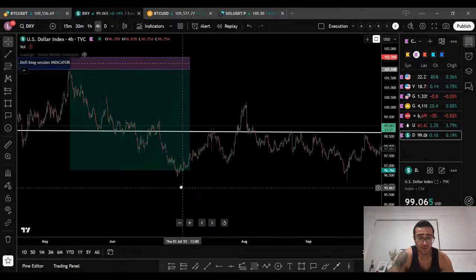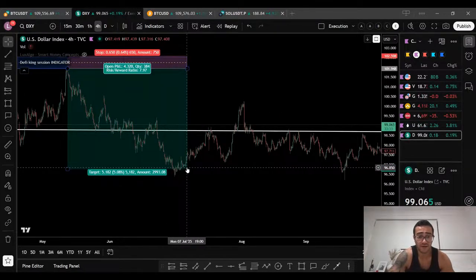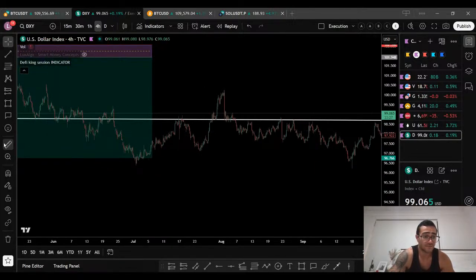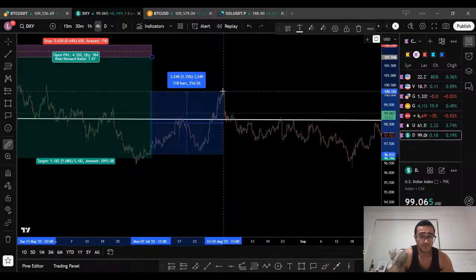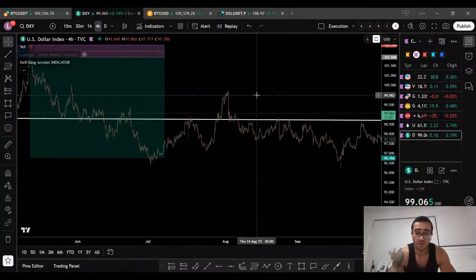After that, you can kind of see a double bottom. The double bottom signified that there was a bit of a reversal. Now that reversal only went for 25 days, so a month, and it went up 3.4%. It's not bad.